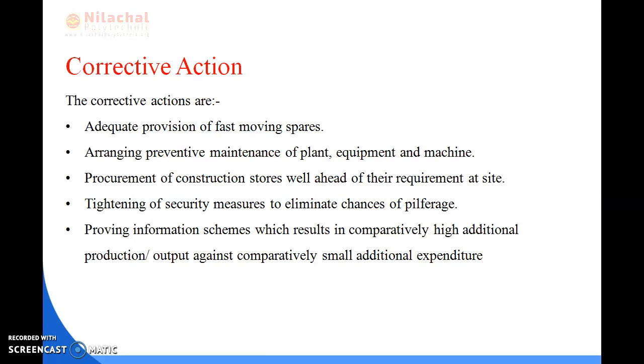So we can say that corrective actions include the adequate provision of fast-moving spares, arranging the preventive maintenance of the plants, equipment and machines, procurement of the construction stores well ahead of the requirement at the site, and tightening of the security measures to eliminate the chances of theft. Next is providing incentive schemes, which result in comparatively high additional production or output against comparatively small additional expenditure. So this is all about the corrective actions.